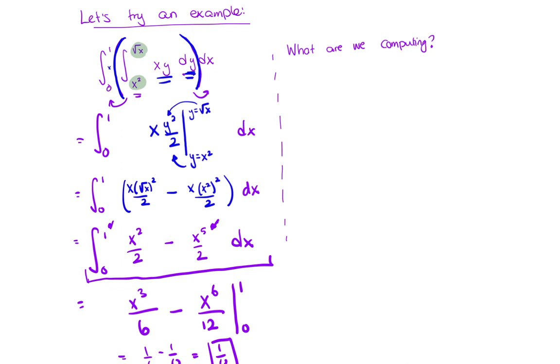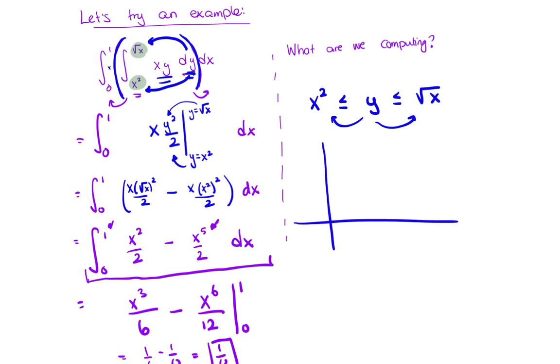So what is that actually telling us? Well, let's think about the region that I'm integrating over. So if I go back up here and I think about my bounds, I had that the lower bound on y was x squared and the upper bound on y was root x. So I had x squared was less than or equal to y was less than or equal to root x. So that y had a lower bound of x squared and an upper bound of root x.